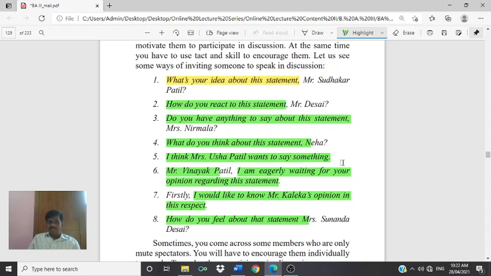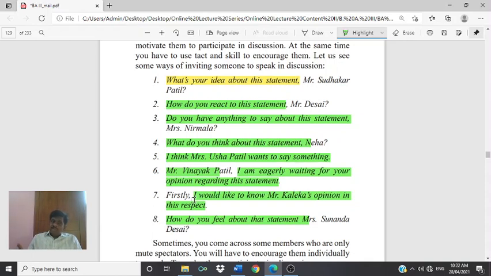Or Mr. Vinayak Patil, I am eagerly waiting for your opinion regarding this statement. Or I would like to know Mr. Kalik's opinion in this respect, or how do you feel about that statement, Mrs. Sunanda Desai? So all these statements are common statements. We are supposed to use them again and again.